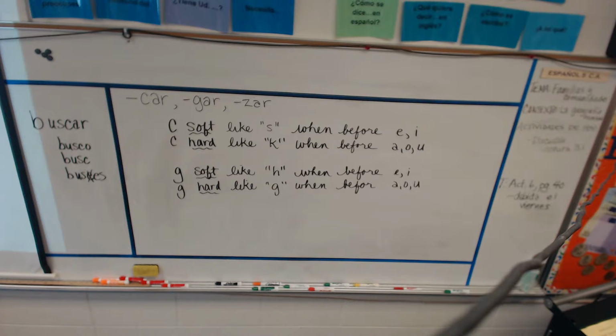All right, we're going to change the spelling. So, CAR and SAR verbs have the following spelling changes in their informal negative command forms. A CAR verb will change the C to QU. So, tocar becomes no toques. Buscar becomes no busques. Secar becomes no seques. We're going to change the C to QU.